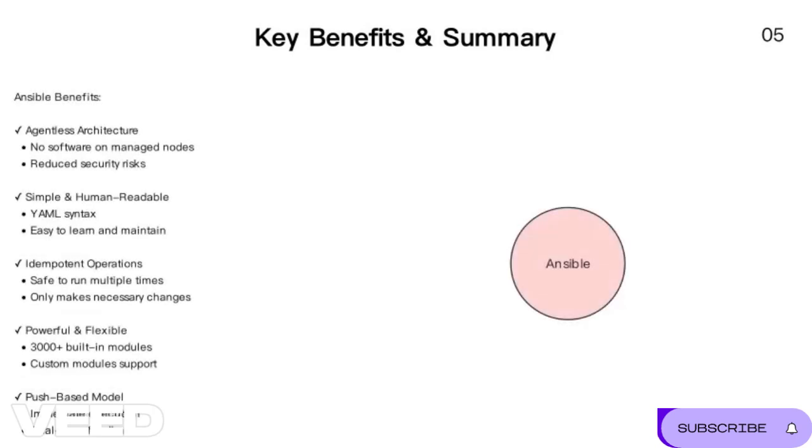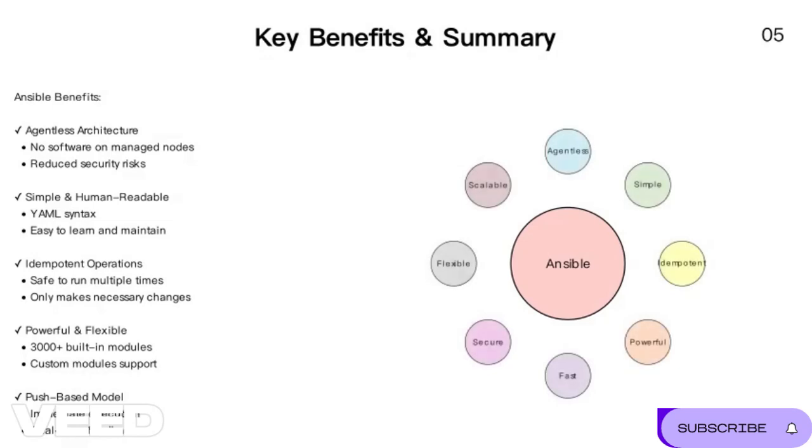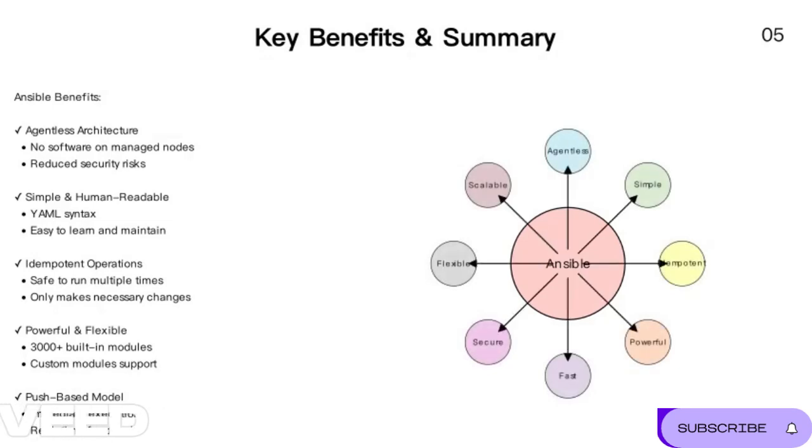In summary, Ansible is a powerful automation tool that simplifies IT infrastructure management through its agentless architecture, human-readable YAML syntax, and idempotent operations. It connects to managed nodes via SSH, executes tasks defined in playbooks, and provides immediate feedback. With over 3,000 built-in modules and support for custom modules, Ansible is both powerful and flexible, making it an excellent choice for configuration management, application deployment, and infrastructure automation.